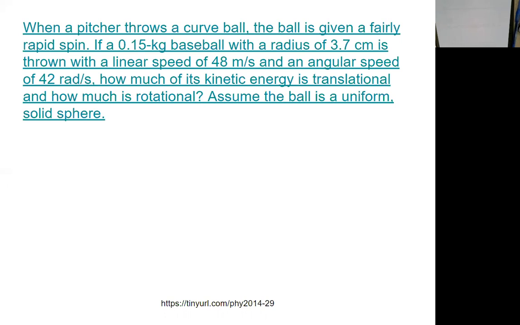In this case, you can see the baseball has linear motion, right? It has a linear speed as well as a rotational motion because it has spin. So the kinetic energy should be a combination of both the linear or translational kinetic energy plus the rotational kinetic energy. So there are two parts here, and you are looking for each of these kinetic energies.